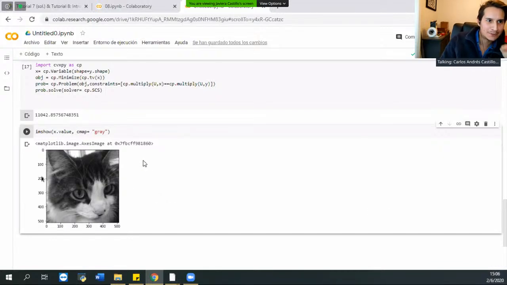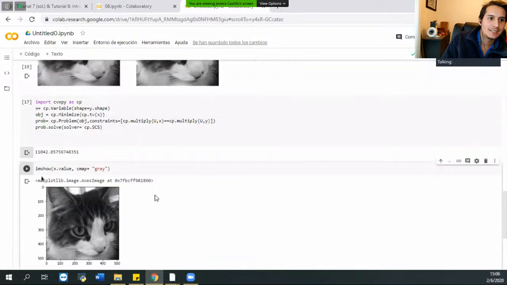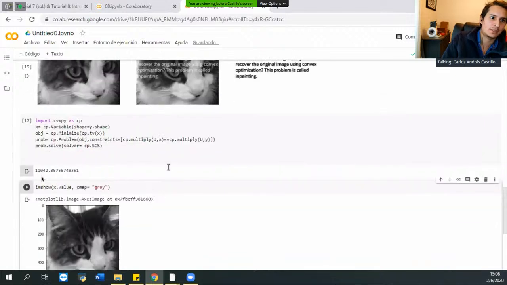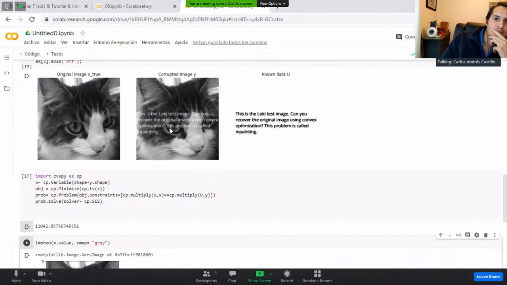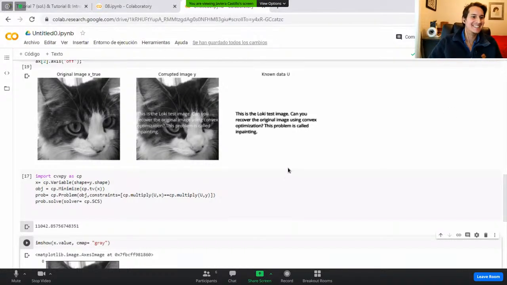Do you understand what you just did? You restored or reconstructed the image almost identically to the original one based on an image that was corrupted. The image had letters on top, and you basically remove the letters and recover the original image. Es mágico. Javiera is in shock. She's not talking anymore. No, estaba hablando sola, ya, pero sí.